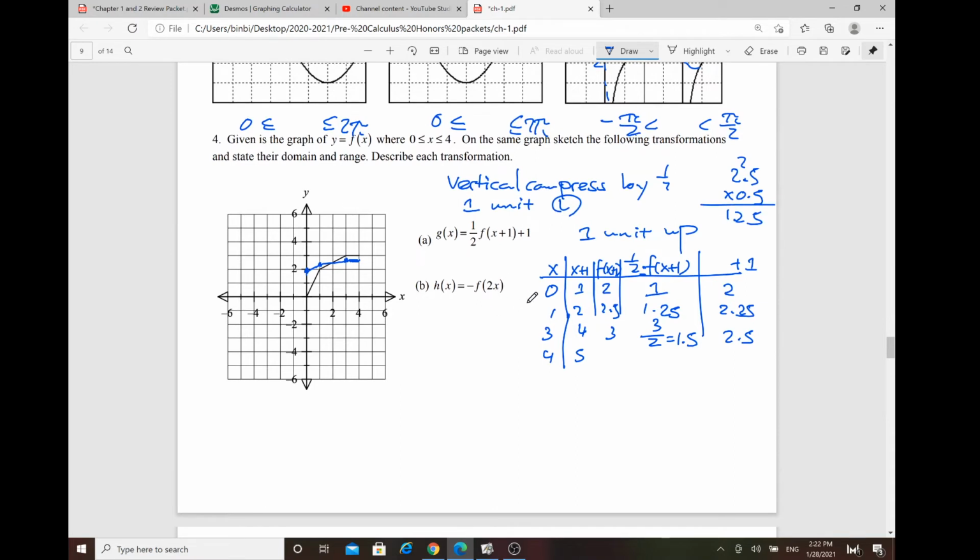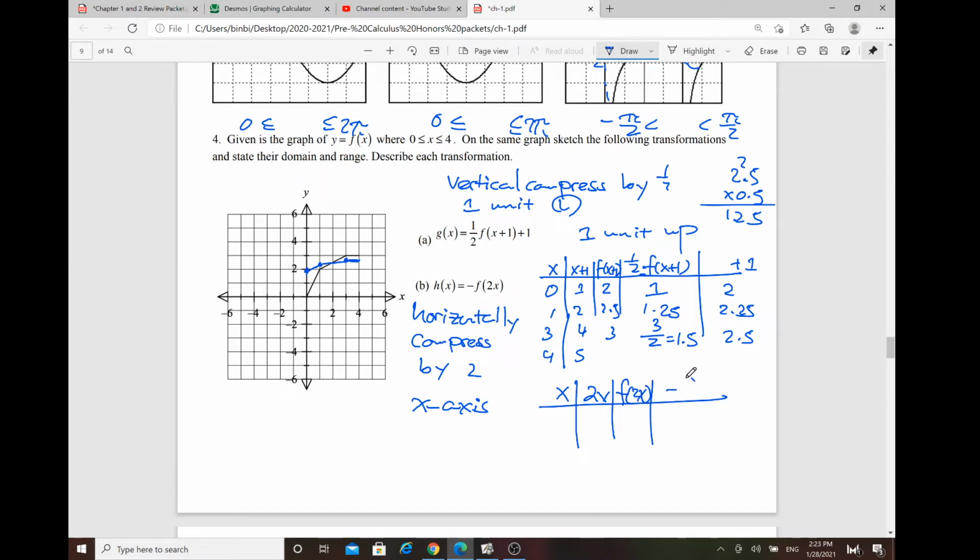And then the other one, this one shows that the 2 right here, which is considered horizontal compression. So horizontally compressed by the factor of 2. And then negative, reflected over the x-axis. Okay, so one thing at a time. So again, set up an XY table, x, and then you want to find out 2x, and then f of 2x, and then after that, negative f of 2x.